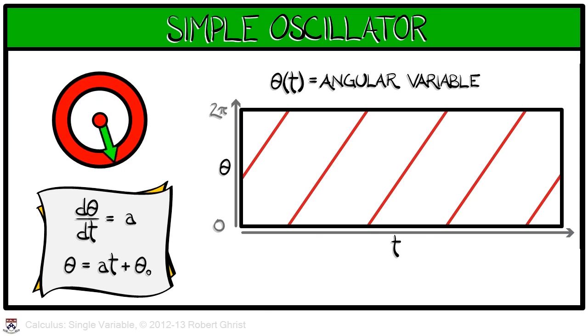This has solution by integrating. Theta is a t plus the constant of integration, the initial condition, theta naught. But notice that because we're interpreting this as an angle, everything is modulo 2 pi. When you get to 2 pi, you are reset to 0.